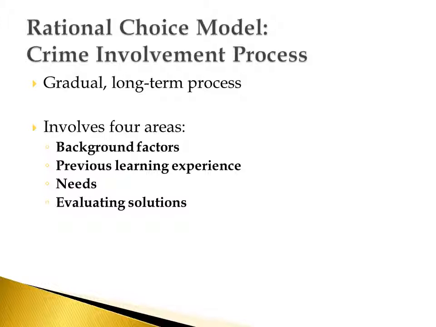So prior learning experience, which might encourage criminal activity, could be an important part of the long-term process into becoming a criminal. The third area that they thought was important were the idea of needs. Things like money, sex, peer acceptance, excitement, needing status amongst your friends. All of those are things that people might believe, validly or not, that they are things that they need.